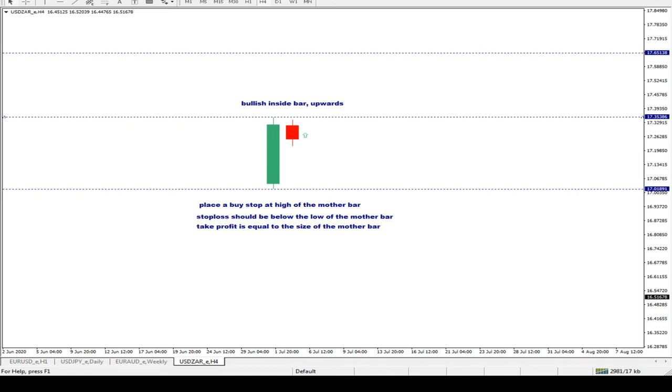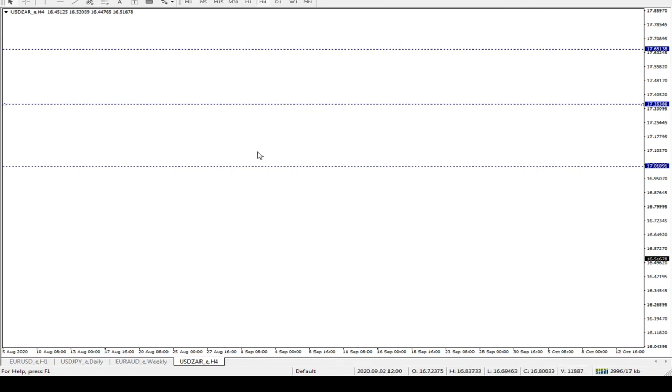So let's now look at the bearish inside bar candle. Bearish is the opposite of the bullish inside bar we've looked at, and it starts by first looking at a big red candle like that. The next candle, which follows the red candle, is green in color.